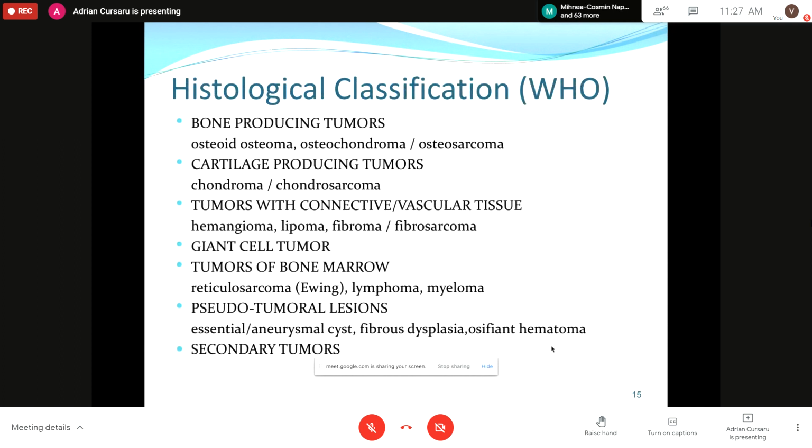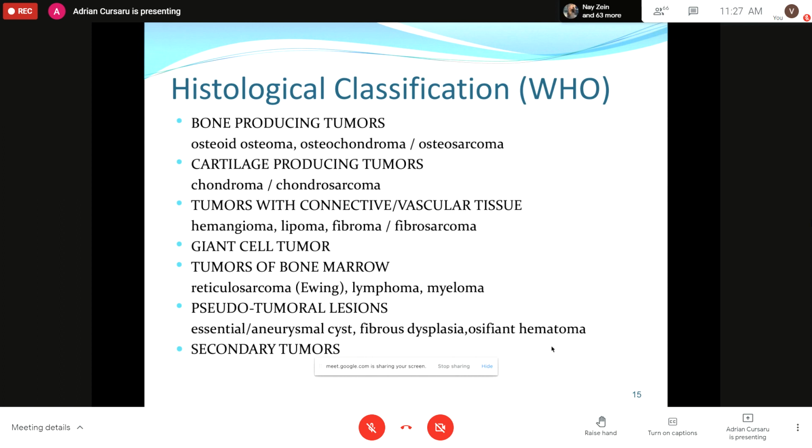In concordance with the histological classification, we know what type of cell we have to establish in our histopathology examination. For osteoid osteoma, for example, for osteochondroma or osteosarcoma, we have bone cells. For cartilage-producing tumors, in our histopathological examination we will see chondrocytes, in chondroma or chondrosarcoma.